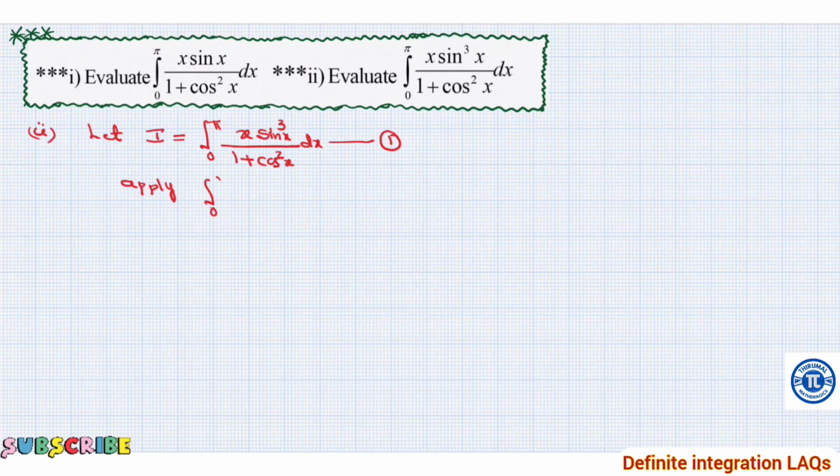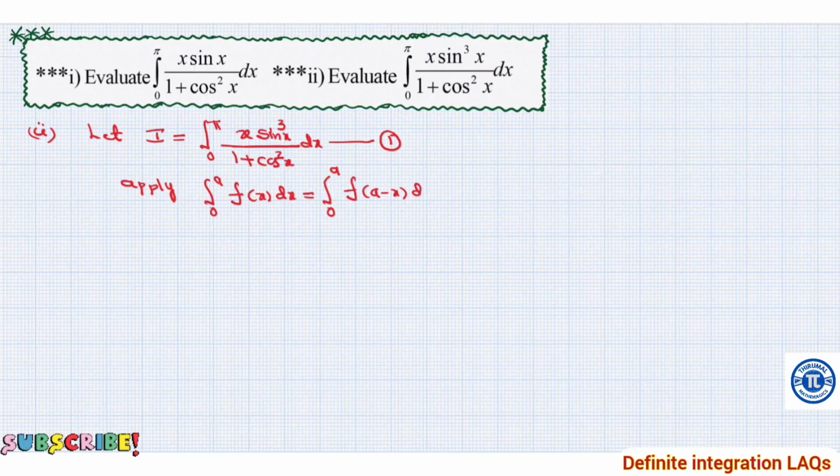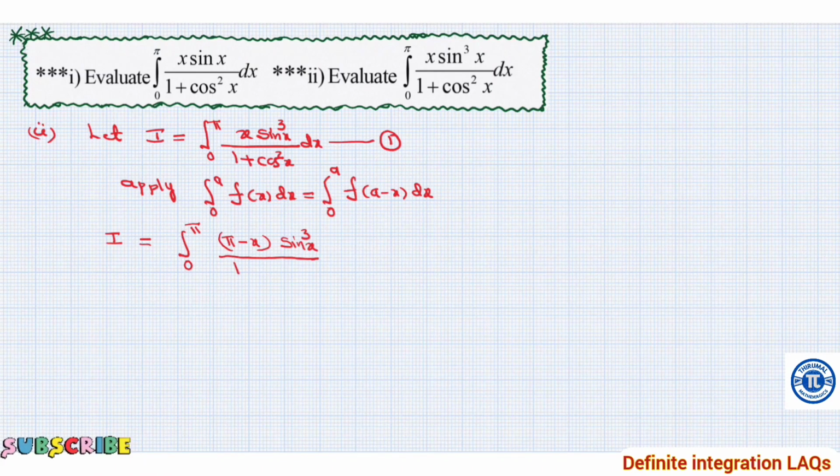Now apply the property: integral from 0 to a of f(x) dx equals integral from 0 to a of f(a minus x) dx, where a equals pi. So equation 1 implies I equals integral from 0 to pi, with x replaced by pi minus x. sin(180 minus theta) gives sin x again, so we get sin³x by 1 plus cos(180 minus theta). Cos(180 minus theta) is minus cos theta, but since it is a square term, minus cos x whole squared is plus cos²x, dx. Let this be equation number 2.